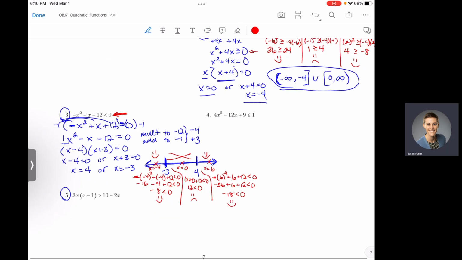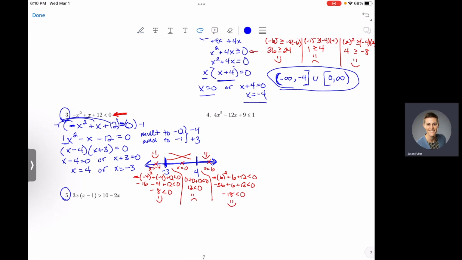So now that I have all my test values, I can write my solution here. So everything less than -3 and anything greater than 4 works. So my solution here is going to be -infinity to -3 union 4 to infinity. And these are parentheses because our inequality is a less than. There's no equal to there. So this is my solution to this problem.